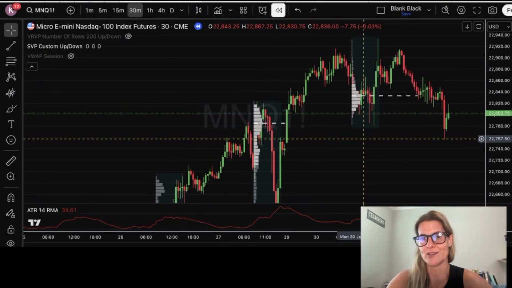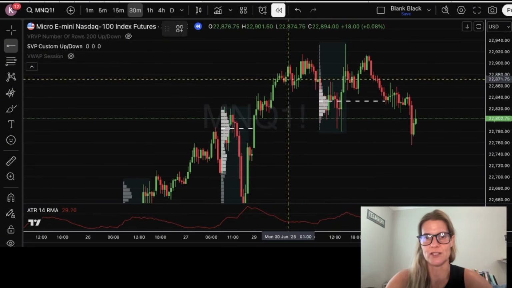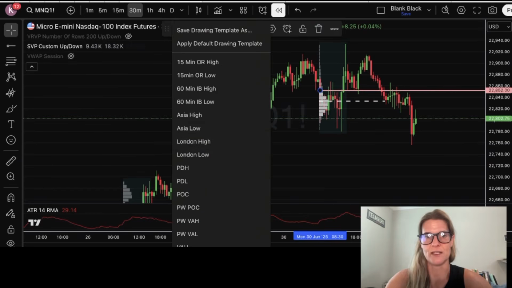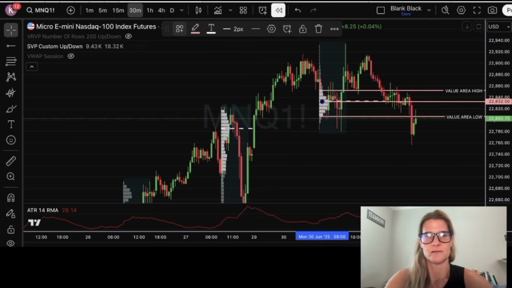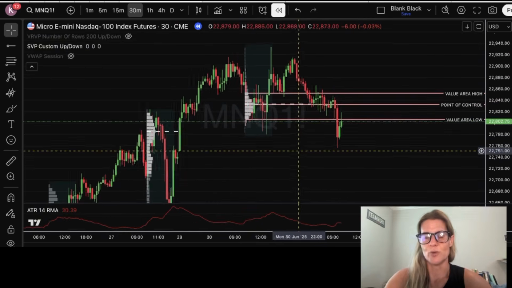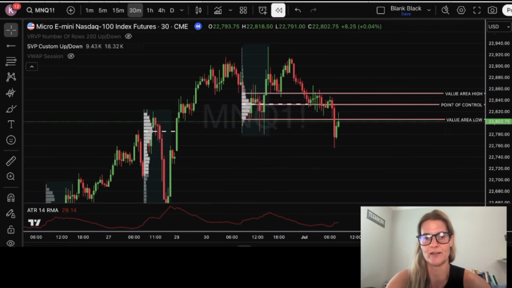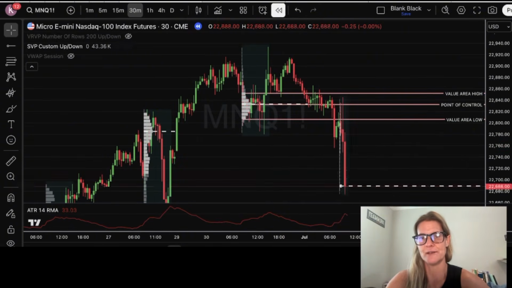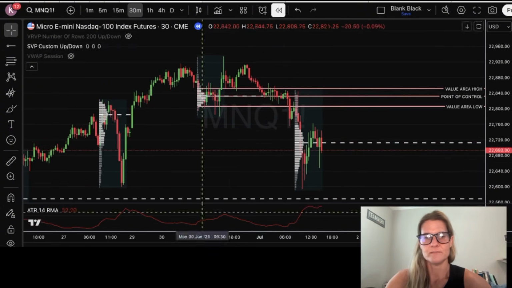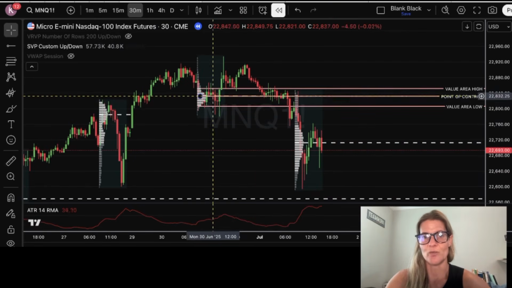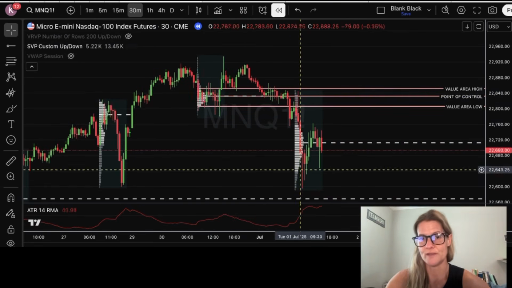Also, it can serve as a range. So what I typically do is mark off the line. That would be the value area high, and then you have the value area low, and then you have your point of control. If you were to push play and see how price responds to these lines, you can see on this day right here, price actually rejected this point of control and moved down.